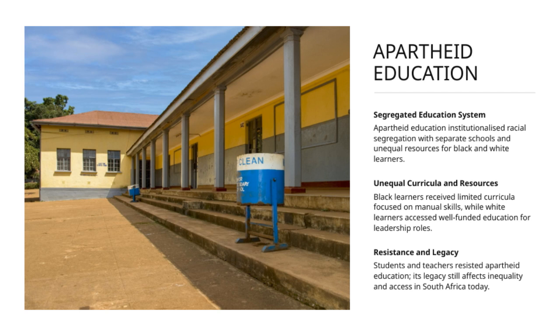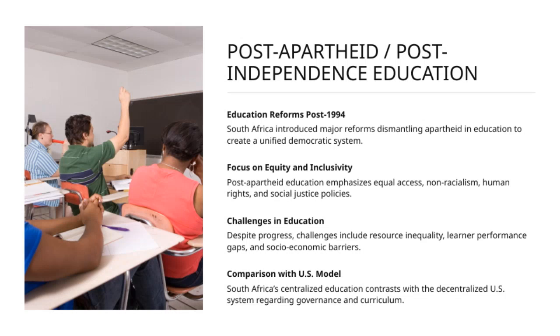After 1994, South Africa embarked on significant education reforms aimed at dismantling the legacy of apartheid in education. The goal was to establish a unified, democratic education system that truly serves all students. A central focus of these reforms was on promoting equity and inclusivity, ensuring that every learner, regardless of their background, has equal access to quality education. The new policies emphasized non-racialism, human rights, and social justice, reflecting the broader ideals of a democratic South Africa.